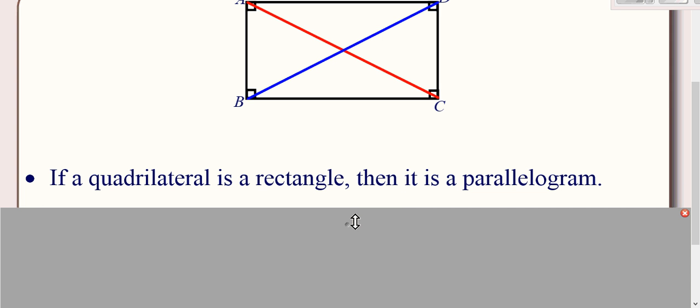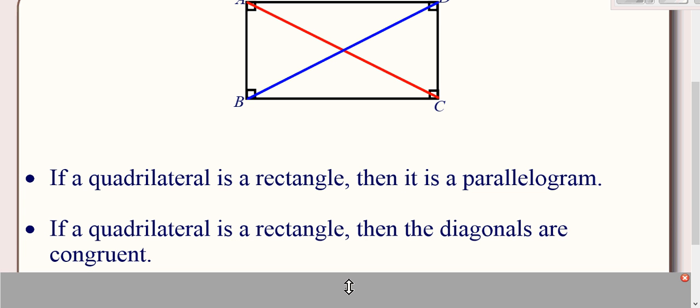So remember, for parallelograms, we said opposite sides are parallel. Opposite sides are congruent. Opposite angles are congruent. The diagonals bisect each other. And consecutive angles are supplementary. All of those things are true. Everything from our last lesson about parallelograms is true for rectangles. Now, special for rectangles is that the diagonals are congruent.